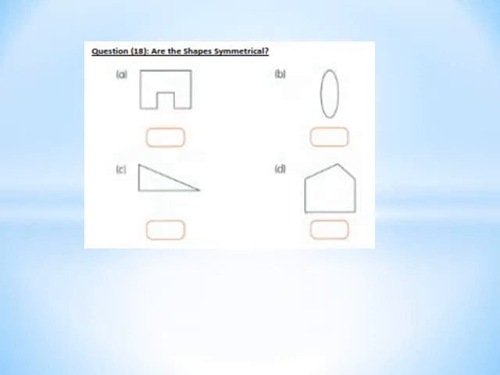So, shape number A. Can you draw a line to cut it into two parts that are exactly the same? Yes, I can. This line is a line of symmetry. Why? Because this part and this part are exactly the same, as if this line is a mirror. So, I am able to draw a line of symmetry. So this shape is a symmetrical shape. Yes, it is. What about this shape? Can you draw a line of symmetry? Yes, here it is. So this shape also is a symmetrical shape.